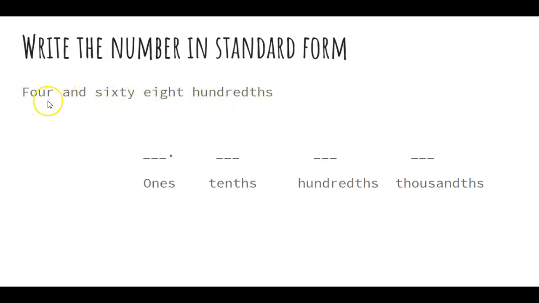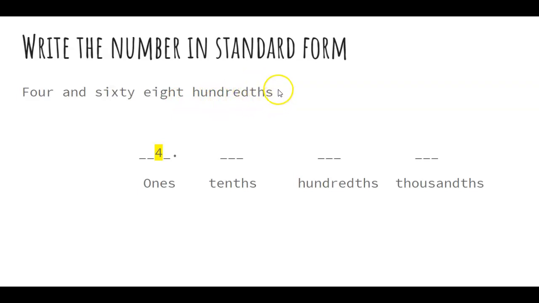So I first want to deal with anything that's a whole number first. Well, that would be 4. There's a 4 in the ones place. Okay? The and is telling me there's a decimal right here. So then I want to think about this number. I see the number 68. So I know that's a 6 and an 8. What I need to look at next is this word.